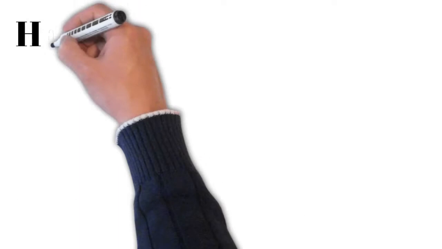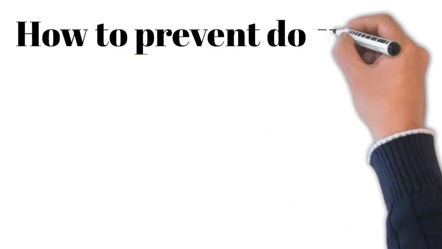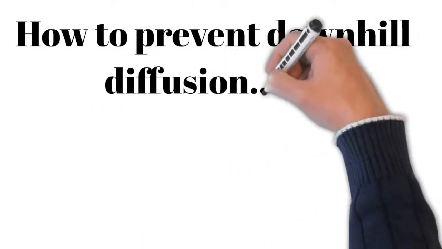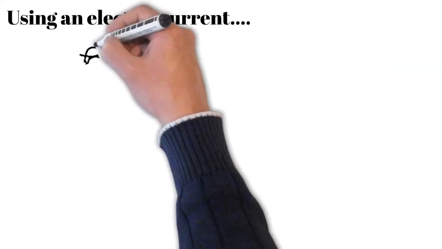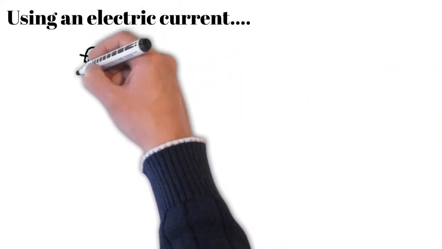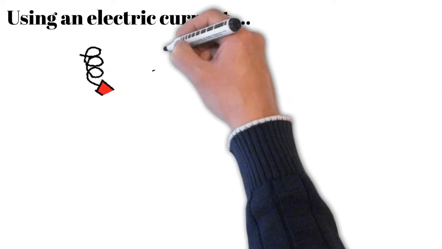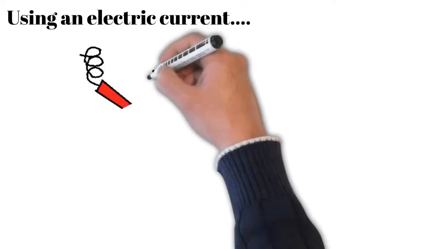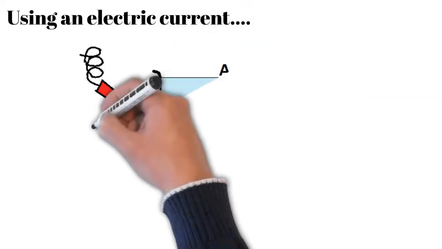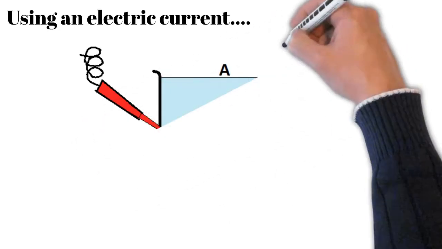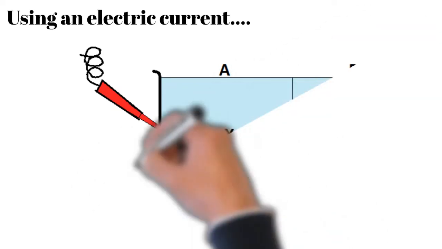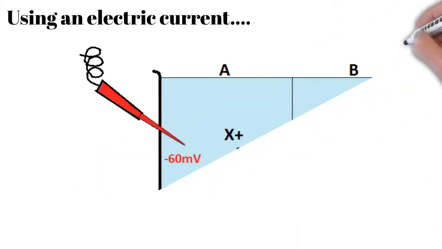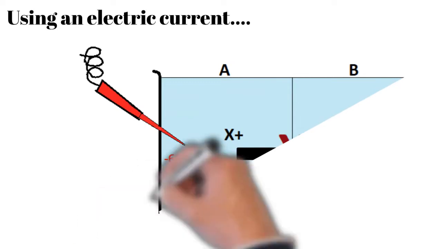If we want to prevent this downhill diffusion, what can we do? Well, we can use a negative charge or an electric current of a particular voltage on side A, so that no excess cation X can diffuse from side A to side B. If we employ a voltage of such a strength that exactly balances the excess positive charge on side A, then we can achieve this. Let that voltage used be minus 60 millivolts.